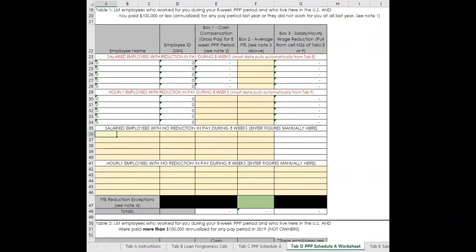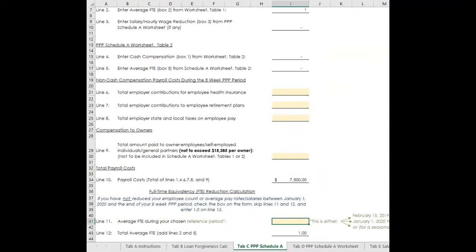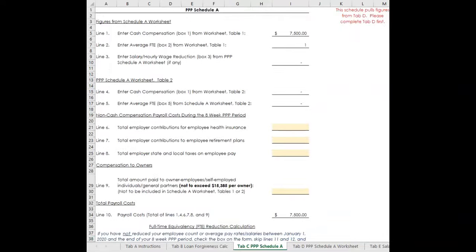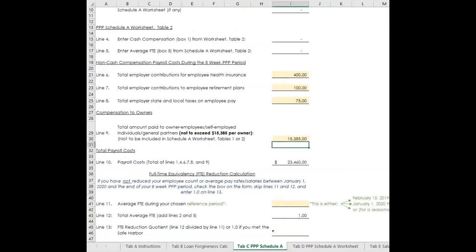Let's go through a quick example for a small business with one employee and owner compensation that is capped at $15,385. We will record the sole employee besides the owner and her pay of $7,500 during the covered period. This information will flow to tab C. Here we will record the employer's contributions toward Jane's health insurance and 401k and employer state taxes paid. We will also include the single owner's $15,385 maximum compensation. Don't forget to record a 1 in the full-time equivalent reduction calculation.